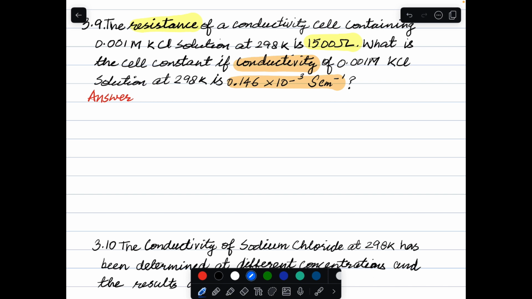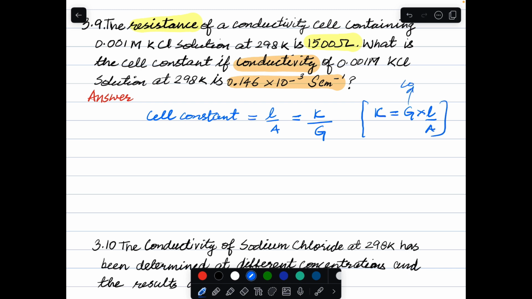Okay, so cell constant, which depends upon the dimensions of the cell, is basically given by the distance between the two electrodes, which is L, divided by the cross sectional area of each electrode. Okay, and this is equal to your conductivity divided by the conductance. From where we have got, we know that conductivity is equal to the conductance into L over A. Okay, so here G is the conductance.